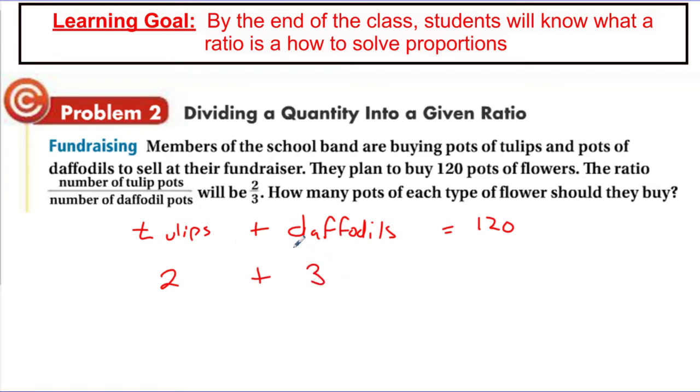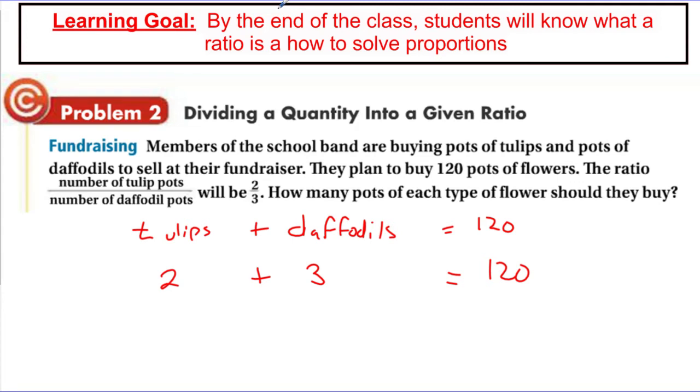times something, right? It's not necessarily 3, but maybe it was 3 or 6 or 9 or 12. It was some multiple of 3. And when I added together those values, I got 120, right? Because they told us that daffodils was a multiple of 3 and that tulips was a multiple of 2. The problem is we don't know exactly what value we're using in order to increase 2 and 3, but we know that it's the same value.